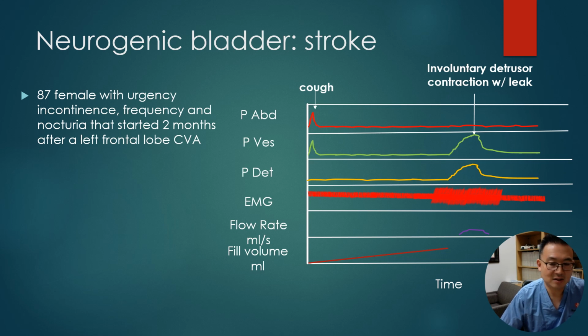This is classic for neurogenic detrusor overactivity. We do see increased EMG activity, not because of detrusor sphincter dyssynergia. This is during the filling phase, so this is probably more like a guarding reflex. They're getting a bladder spasm and they're consciously kind of squeezing down on their sphincter muscle, which is reflected in the EMG.